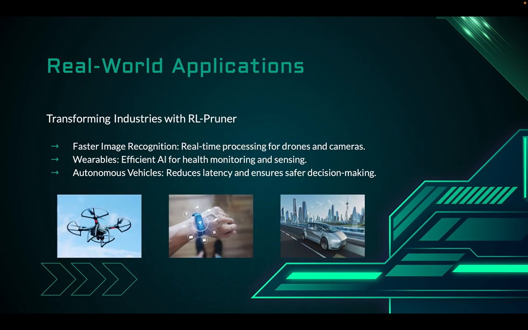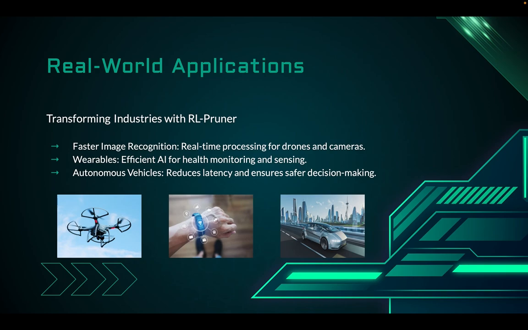So how can RL Pruner make a real world impact? As you can see, we have listed out 3 points. I'll start with the first one. So faster image recognition. RL Pruner enables real-time processing for devices like drones and cameras, and thus it reduces the need for cloud-based processing. If it does it on its own, then you don't need a cloud environment or cloud storage to run these functions.